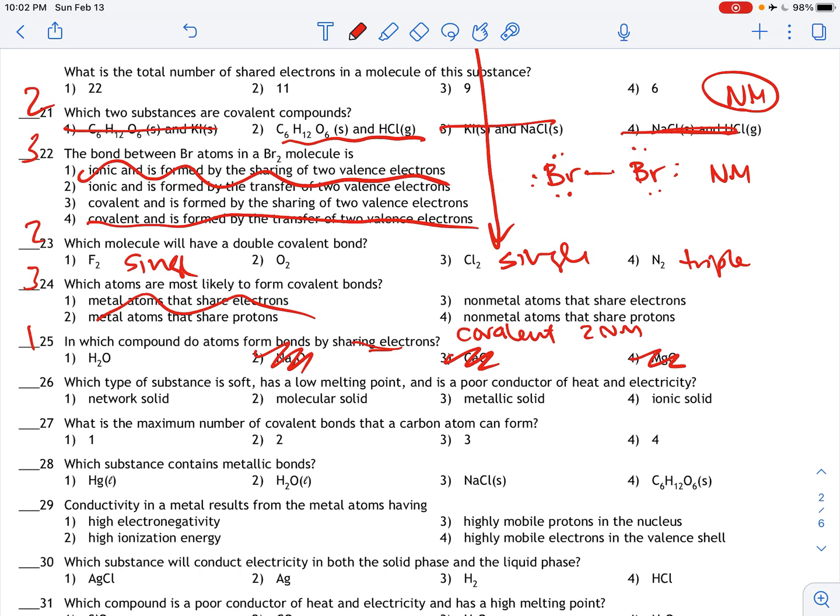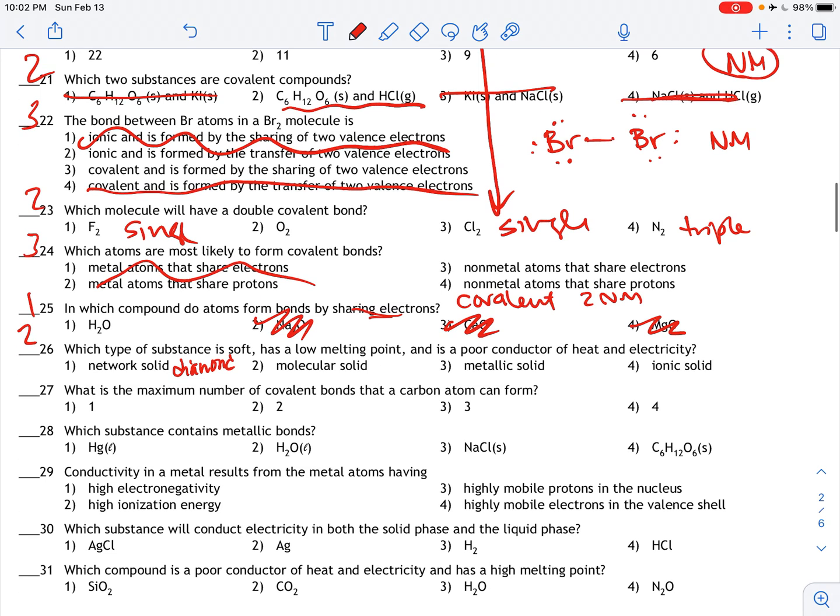Which type of substance is soft, low melting point, poor conductor of heat and electricity? This is a covalent compound, which is called a molecular solid. Network solids are things like diamond and sand. Metallic solids, obviously metals. Ionic solids, table salts, other kinds of salts. What's the maximum number of covalent bonds a carbon atom can form? So 4 valence electrons, 4 bonds.